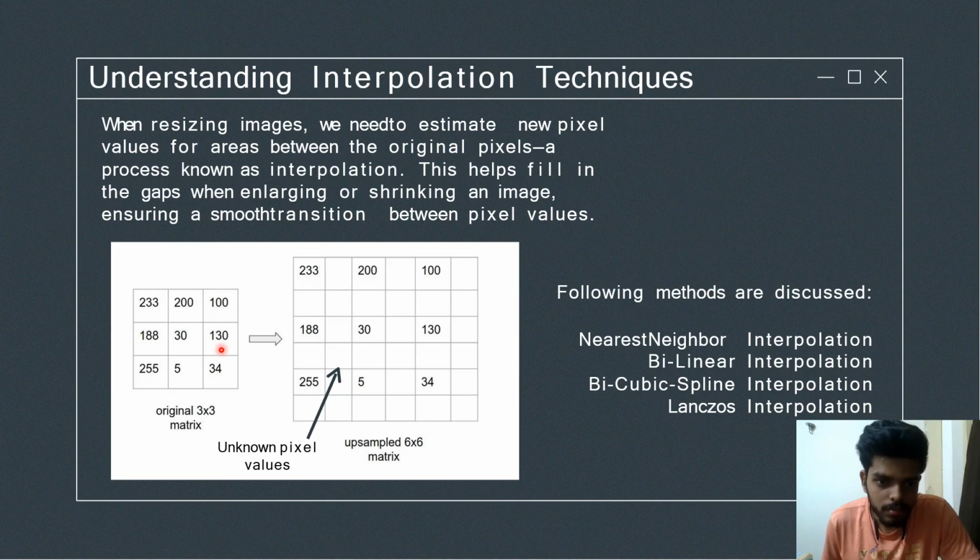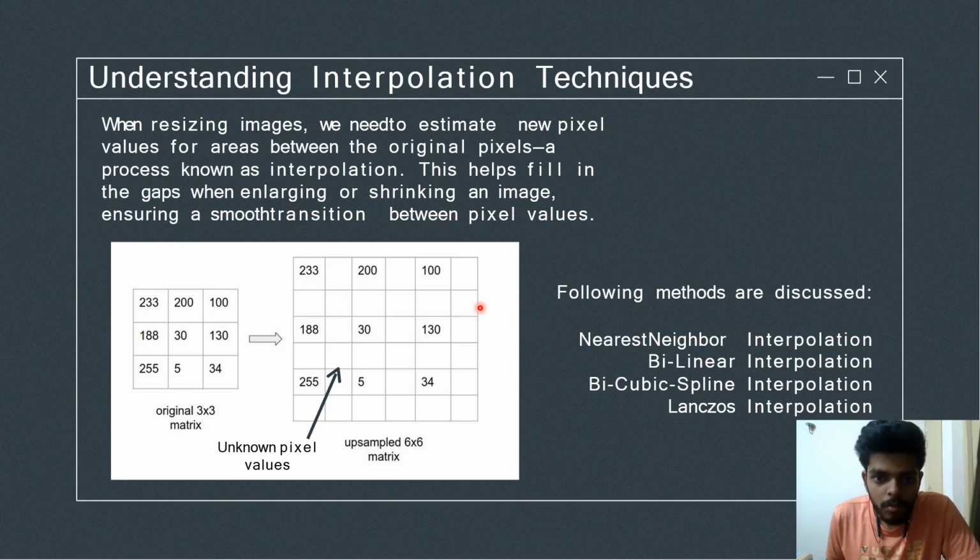Let's say here we are given an image of 3 cross 3, and we want to upsample it by a factor of 2, which makes it 6 cross 6. So we have arranged the original pixel values accordingly, but there are a lot of newly introduced pixels which are meant to be filled. Since we cannot generate entirely correct data out of nowhere, interpolation is the only thing we are left with. Interpolation is nothing but the estimation of a new value based upon the correct values given to us.